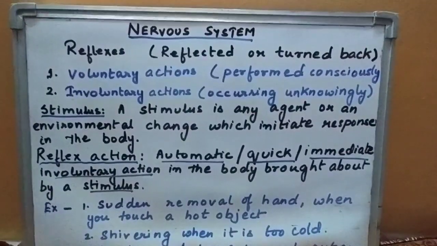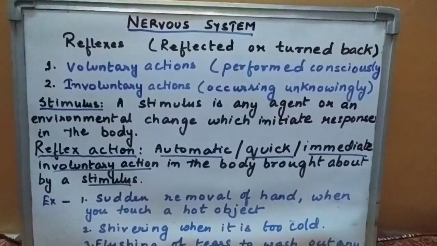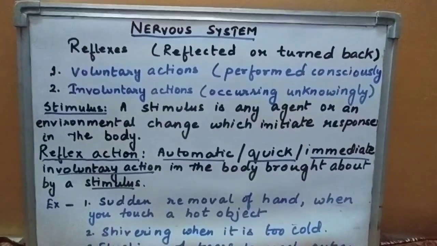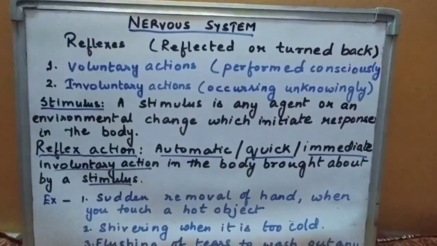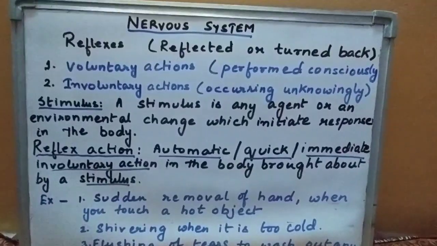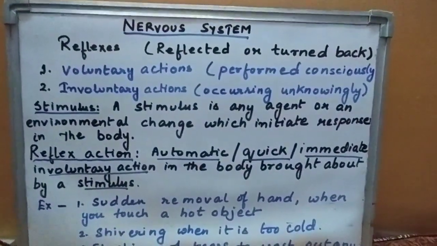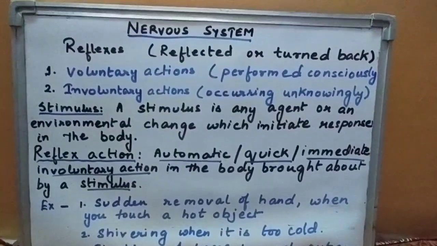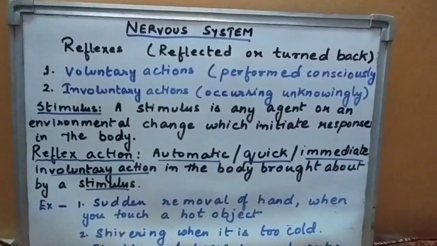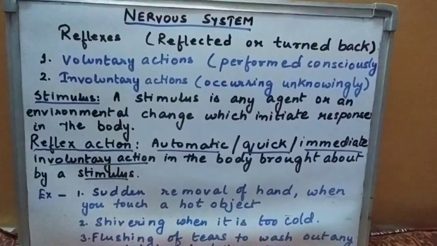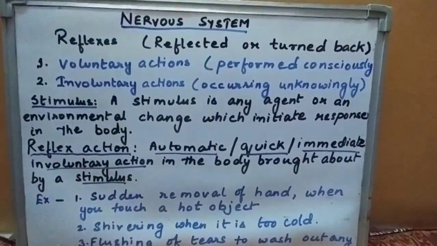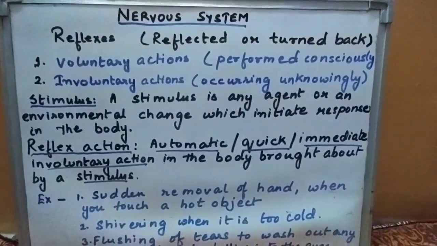Today in the chapter nervous system we will be talking about reflexes. So what is reflex or reflexes? They mean reflected or turned back. It has originated from the Latin word reflexus, that means turned back, that moves back, that reflects back. So the action which is returned to you by the provocation of a certain stimulus or certain external agent.